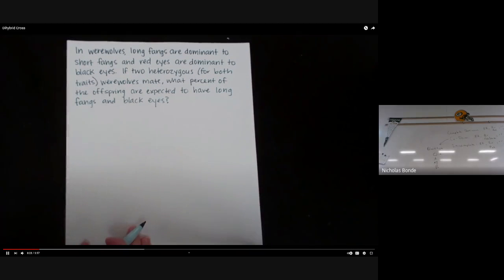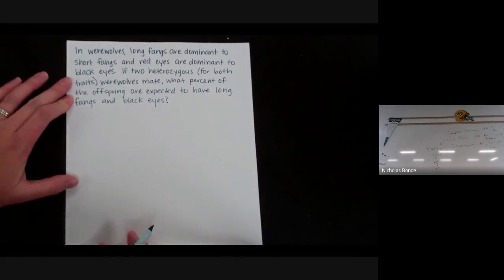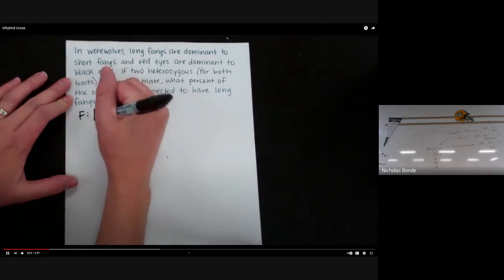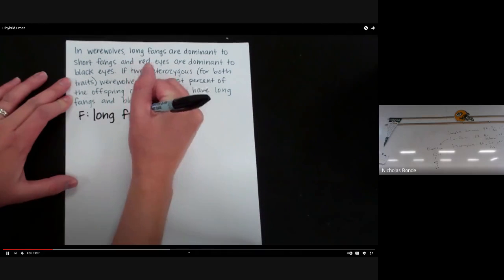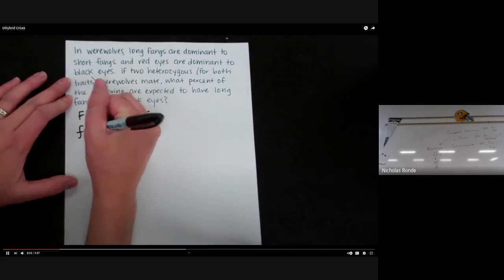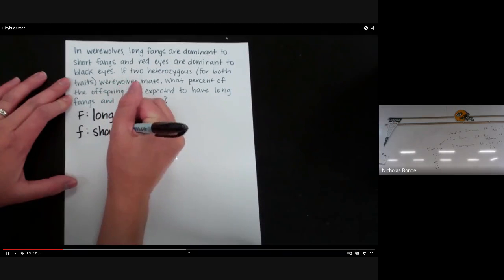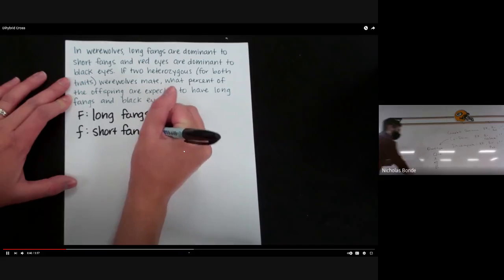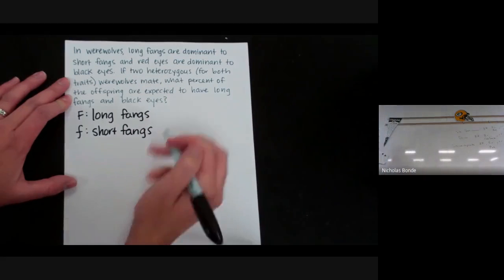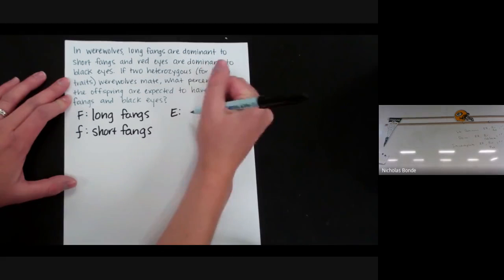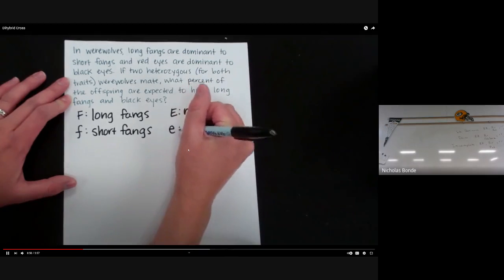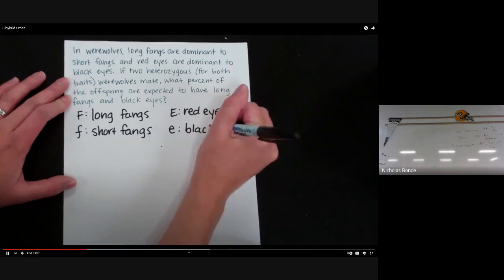So this is called a dihybrid cross because you're looking at 2 traits at the same time. We're looking at fang length and we're looking at eye color. So first, let's assign our alleles. It says that long fangs are dominant, so I'm going to say big F is for long fangs, and little f is for short fangs. And then since red eyes are dominant, I'm going to say big E is for red eyes, and little e is for black eyes.